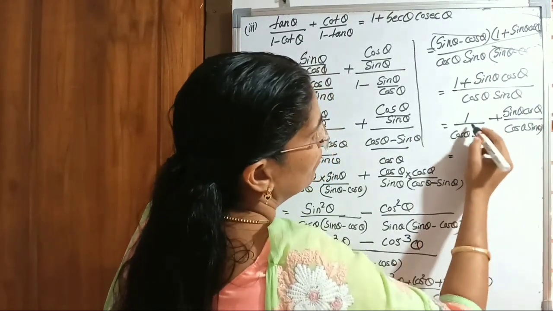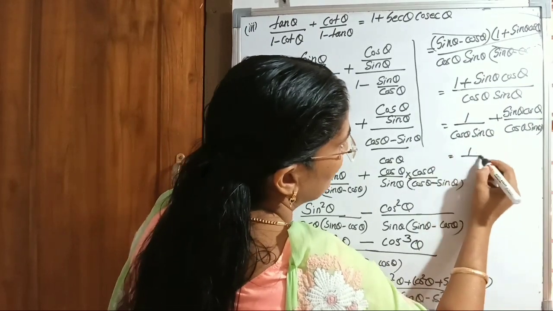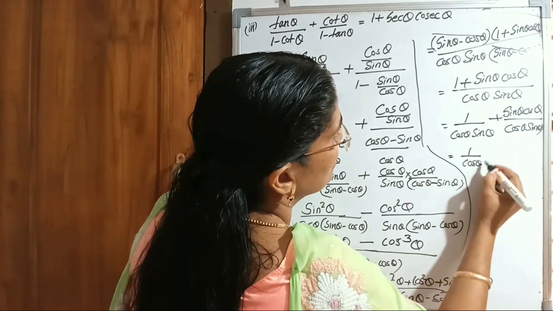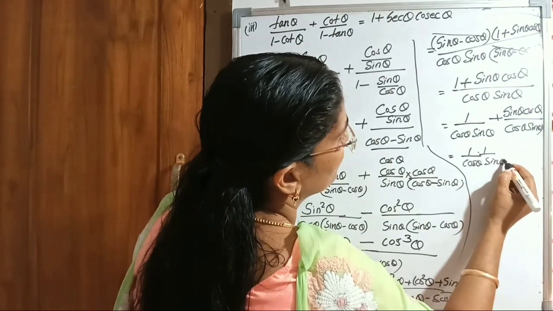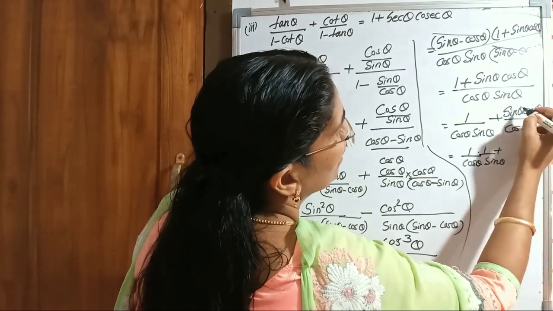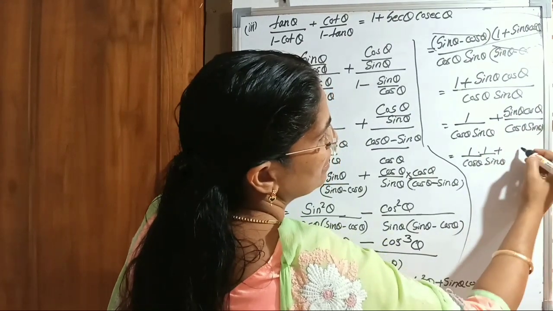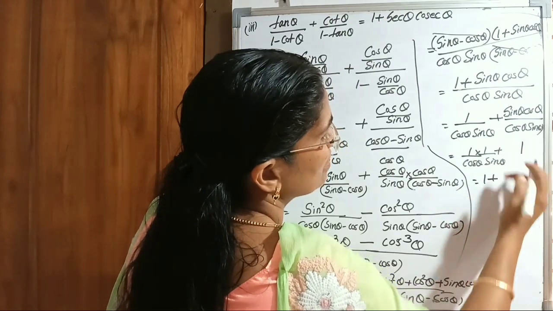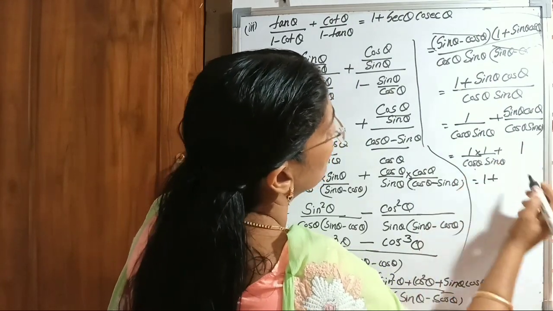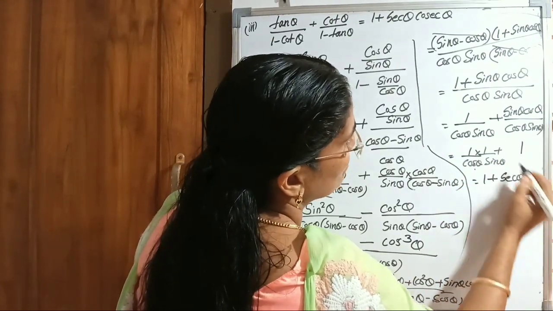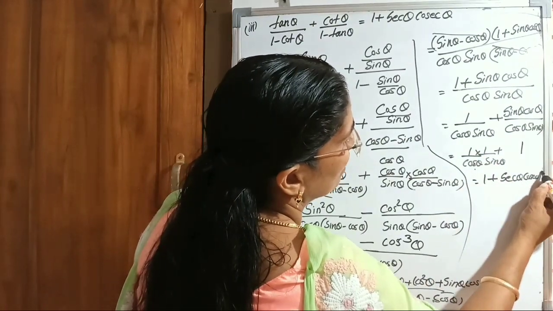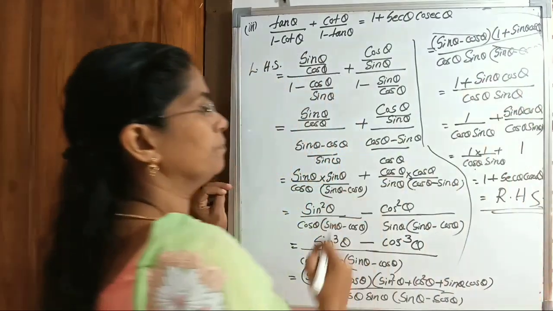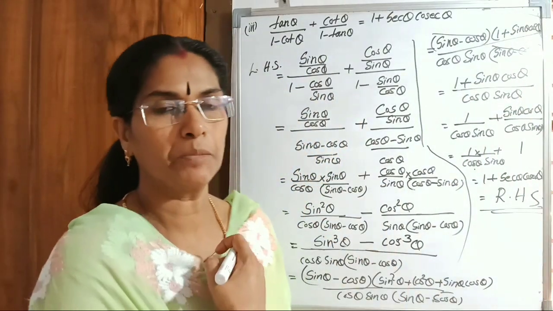Okay, what is 1 by cos theta? We can split this as 1 by cos theta into 1 by sin theta, plus sin theta cos theta divided by cos theta sin theta, which is 1 itself. So I am writing first 1, plus 1 by cos theta, that is sec theta, plus 1 by sin theta, that is cosec theta. So this is our RHS. We proved it.